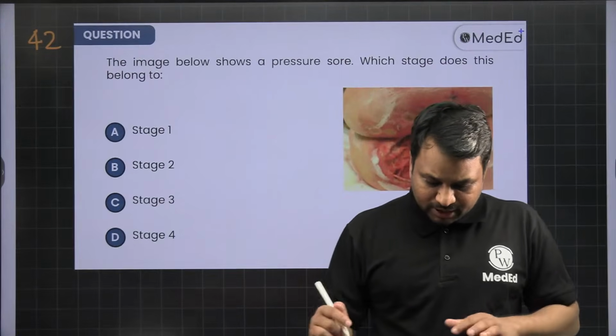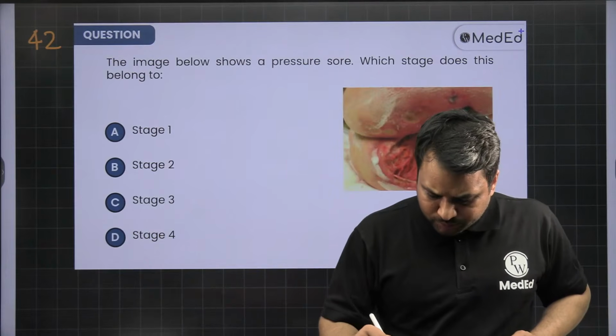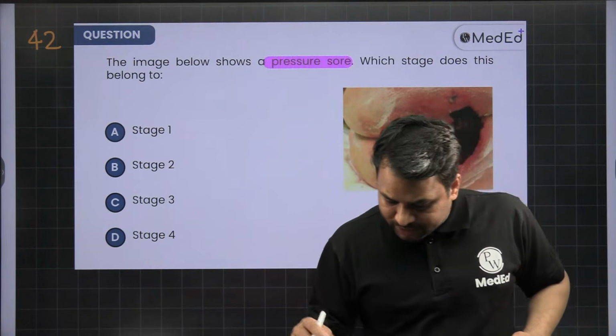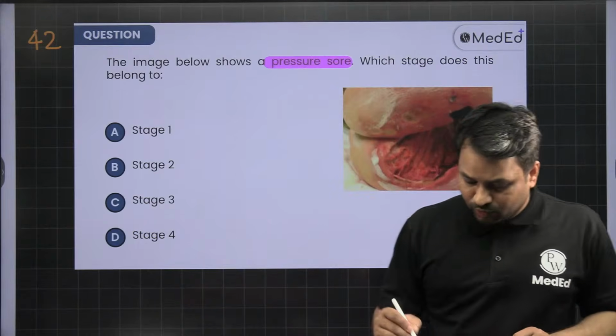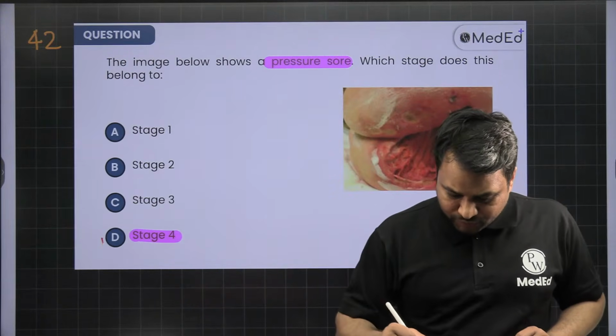This we have already discussed about the pressure sore, right? Image is shown below. What is the stage of this pressure sore? You can see underlying muscle is involved. Answer is going to be stage 4.